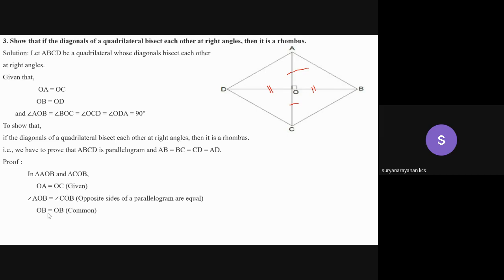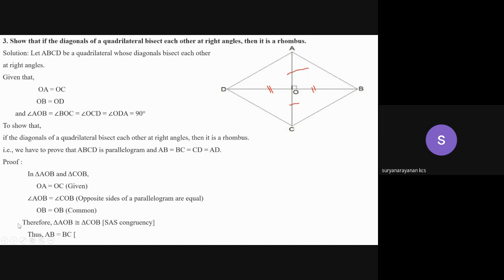In these two triangles, we have compared which parts? Side, angle, side. In one triangle are equal to the corresponding side, angle, side of the second triangle. Which congruency criteria are we using here? Yes or no? Therefore, triangle AOB is congruent to triangle COB by SAS congruency rule. These two triangles are congruent. Understood this part, my dear children? We have proved that these two triangles are congruent.